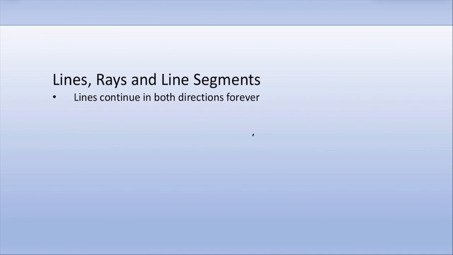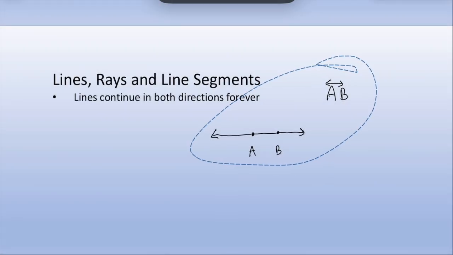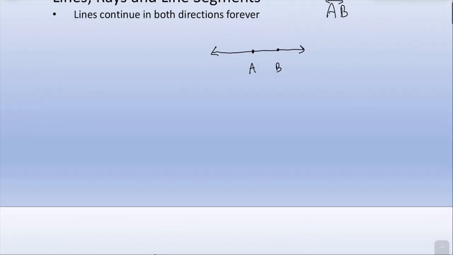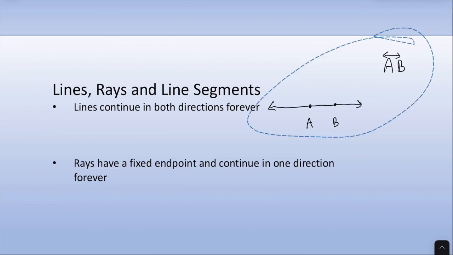So, in a geometry class, usually you're going to be showing two different points. And you would say this is line AB, and you would actually put a little header on top with arrows going in both directions, indicating that that's exactly what the line is doing. So let's copy that down.